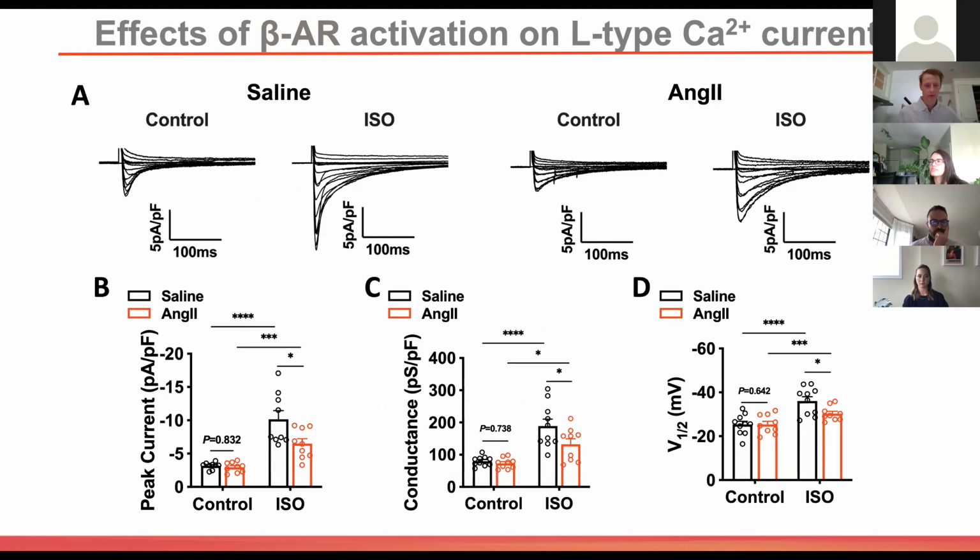Now, consistent with reductions in cyclic AMP, as well as HCN channel activation kinetics, we also found that the effect of isoproterenol on L-type calcium current was lower in sinus node myocytes from Ang2 infused mice. This is evident by reductions in peak L-type calcium current, channel conductance, as well as the V1/2 or the smaller shift in the voltage for half maximal channel activation.